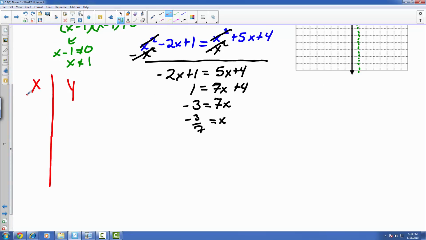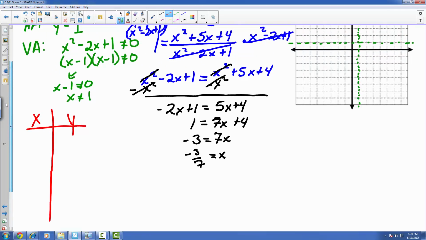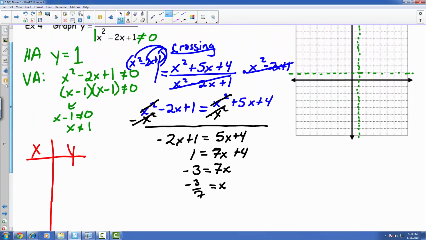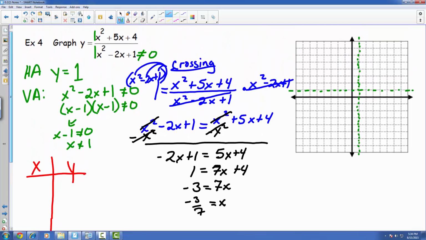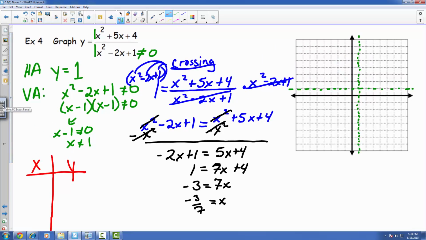if I try plugging values in, I want to pick ones that are close to my vertical asymptote. So maybe 2, 3, and 4. We can go with those. And ones, obviously, that are to the left of that, like 0 or -1, things like that.